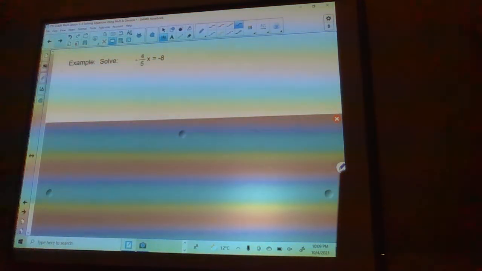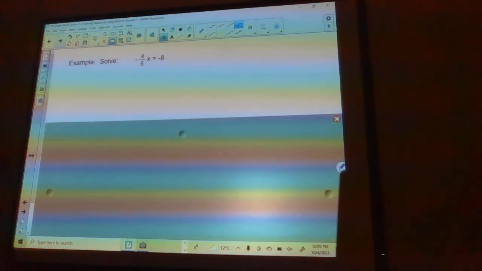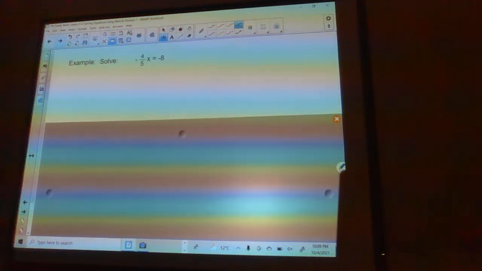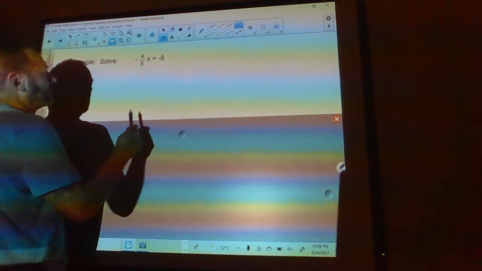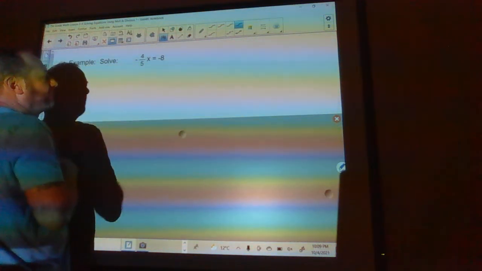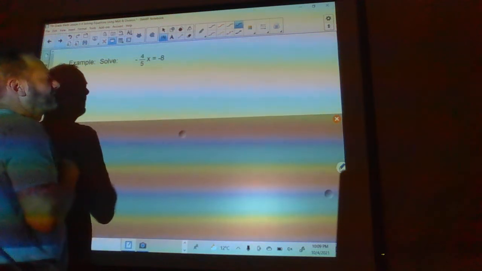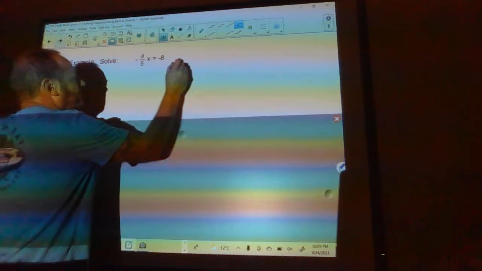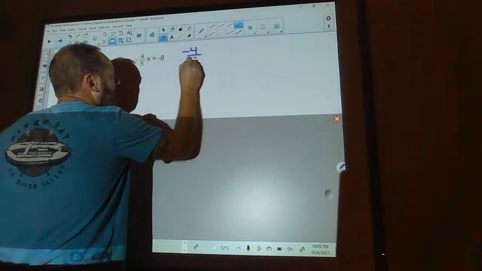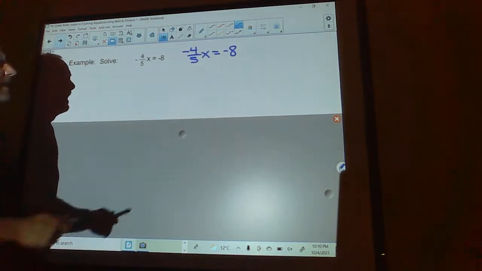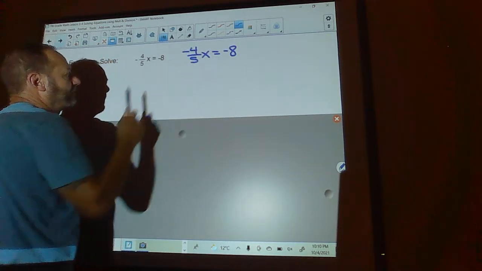Okay, what about this one? There's a couple ways you can look at this one. The easiest way to understand is to think of it this way. This is x times 4 divided by 5 with a negative on the front. I always take the negative and put it on the numerator. So I would rewrite this like this. Now this is x times negative 4 divided by 5.